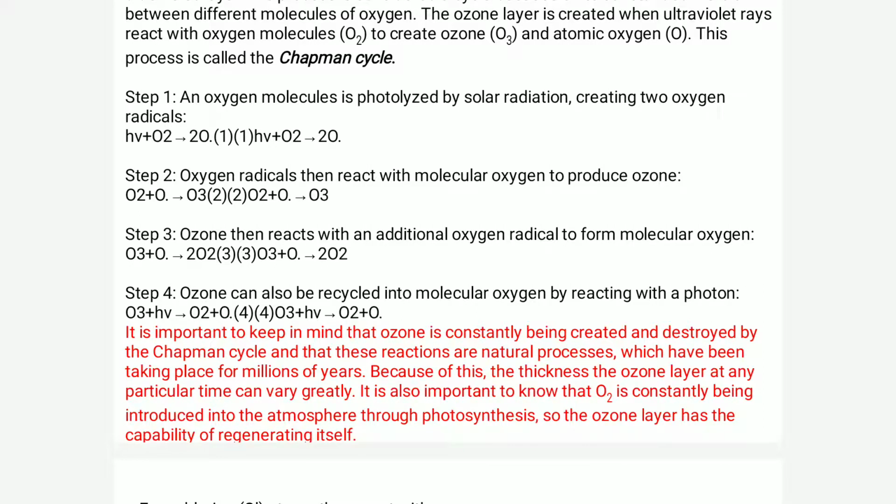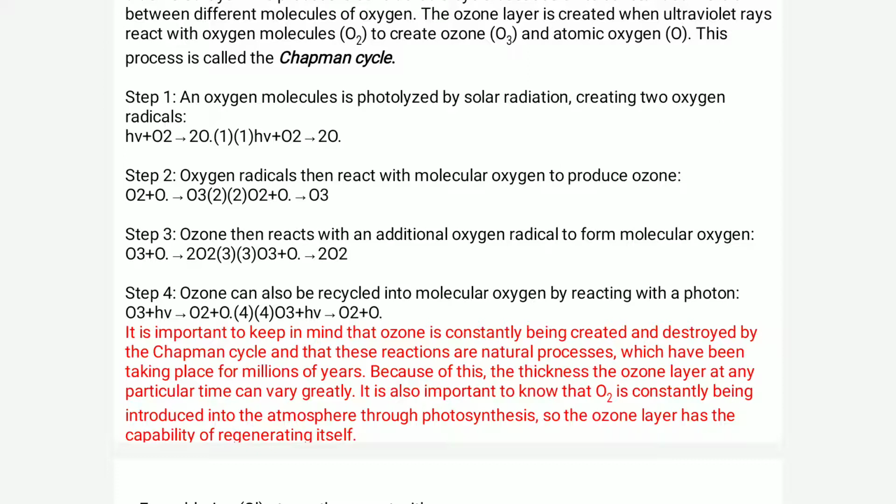And in step 4, ozone can also be recycled into molecular oxygen by reacting with a photon. So ozone in the presence of light, what will it give rise to? An oxygen molecule and one atomic oxygen, which can again react with oxygen molecules to give rise to ozone.